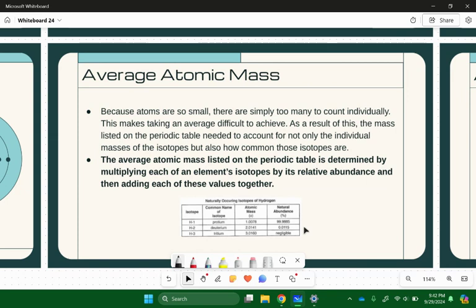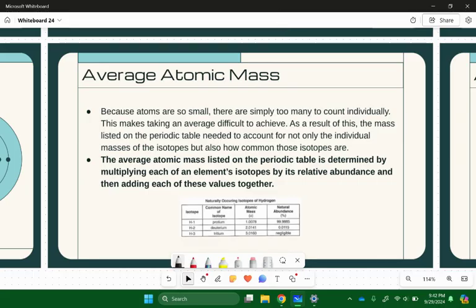So as a result of these issues, the mass listed on the periodic table needed to account for not only the individual masses of the isotopes, but also how common those isotopes are. So the average atomic mass listed on the periodic table is determined by multiplying each of an element's isotopes by its individual relative abundance and then adding the values together. So it basically takes the mass numbers, multiplies them by the natural abundances, and then adds them together.